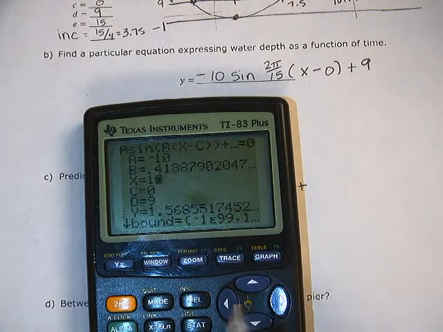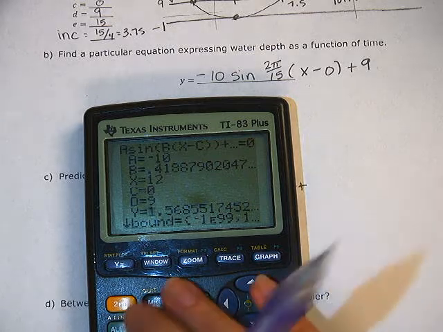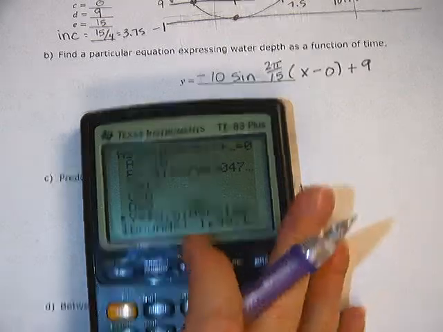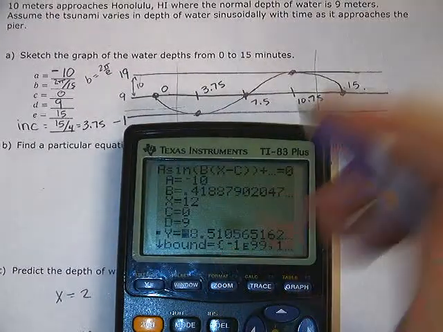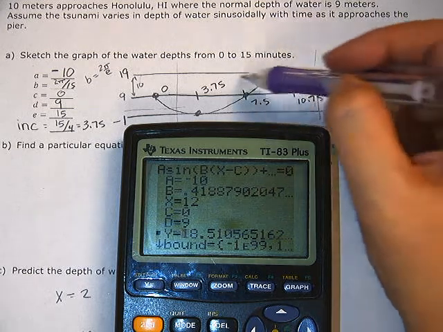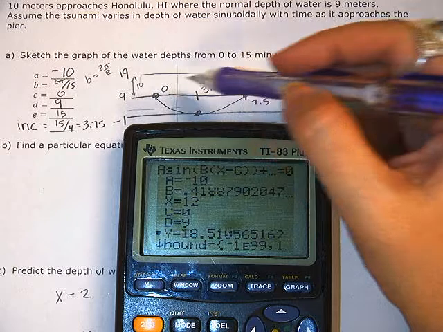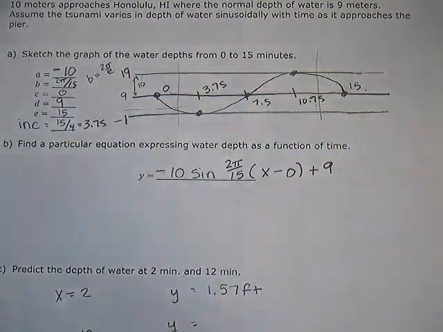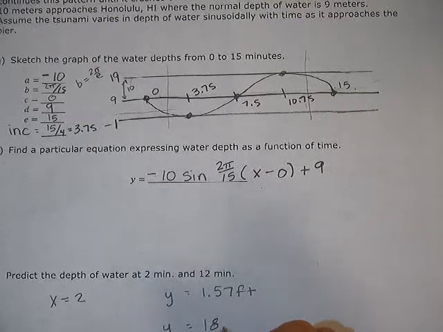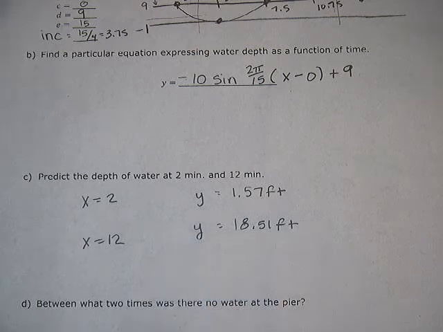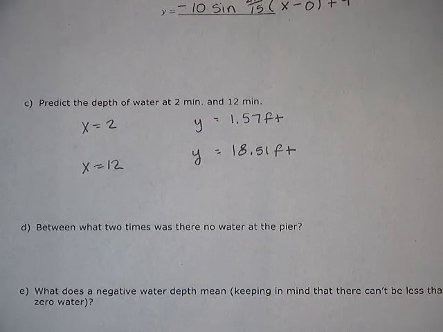Now I'm going to do the same thing for X equals 12. Go up here. 12. Solve. Tells me 18 feet. Let's look at our graph and see if that makes sense. Over here, if I look right here at where 12 would be, does that look reasonable that that could be 18? It does, because it's pretty close to the top right here. So that looks totally reasonable, 18.5 feet. So that's part C.